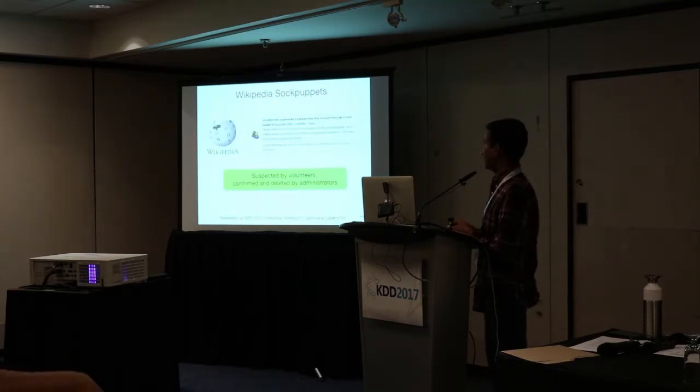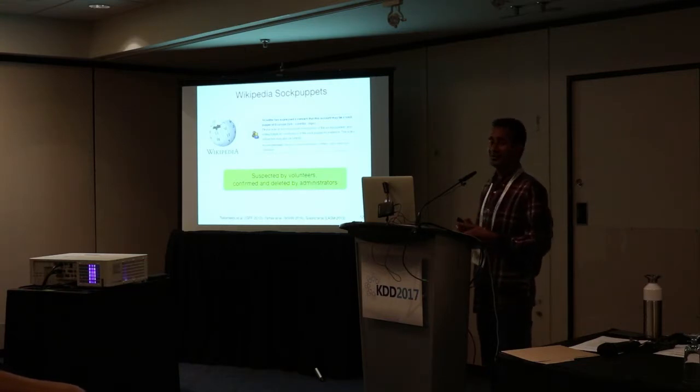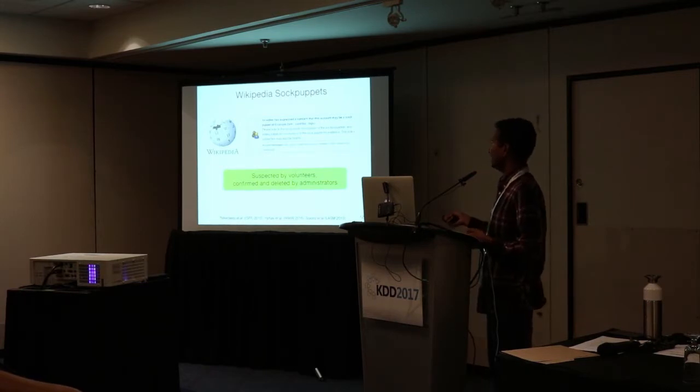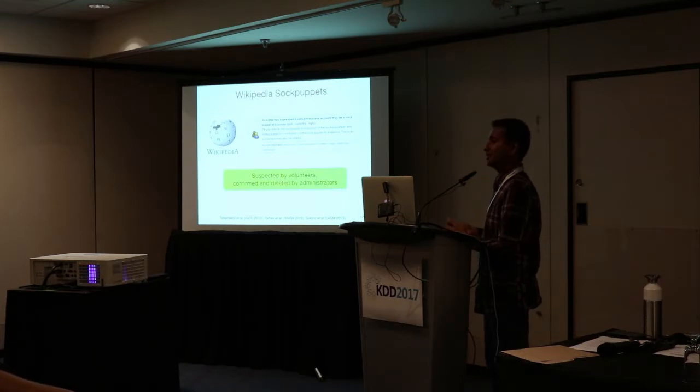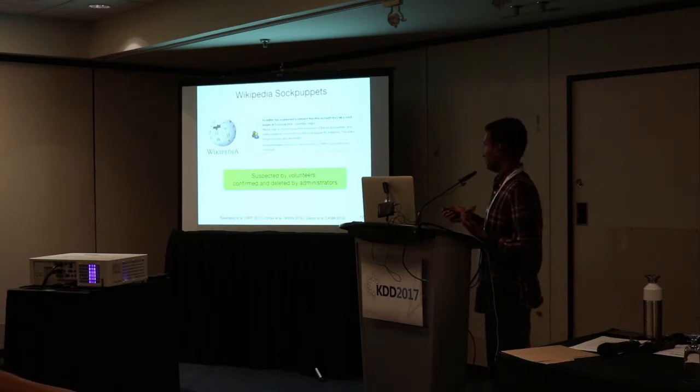Specifically on Wikipedia, the good thing is that most of the data is public. So a lot of research has been done on identifying sock puppets on Wikipedia. The way sock puppets are identified is that volunteers suspect that these are sock puppets, and they flag them. And then administrators manually verify these accounts and see whether they are actually sock puppets. And if they are, they're confirmed and deleted.